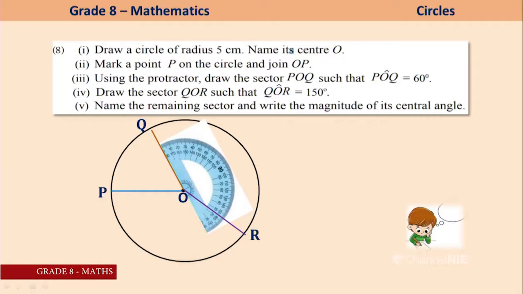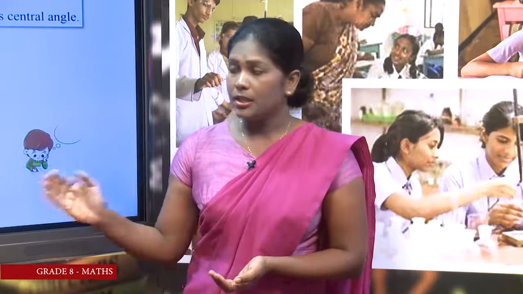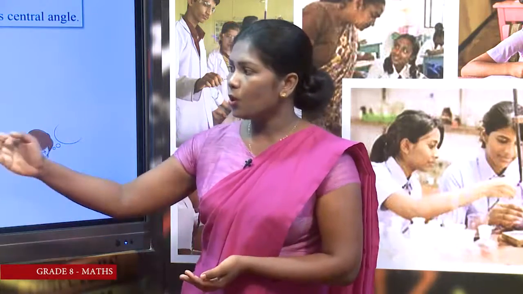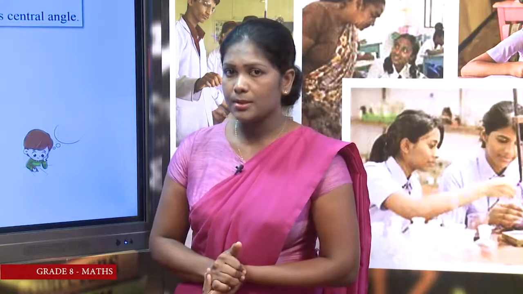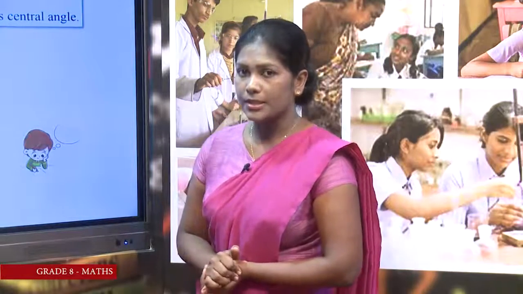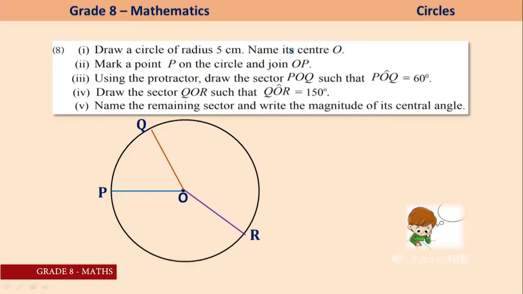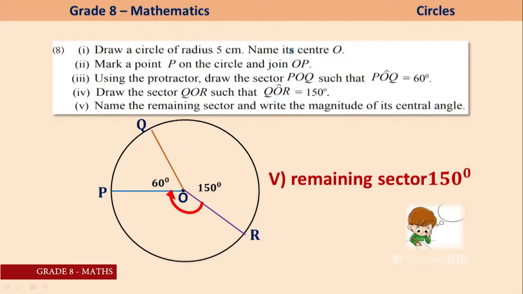Then the fifth question asks you to name the remaining sector and write the magnitude of the central angle. What is the remaining sector? Here, angle POR is the remaining sector. So, what is the magnitude of this angle? Now you know angle POQ is 60 degrees and angle QOR is 150 degrees. So they ask about the central angle of the remaining sector. So, it should be 150. You can measure that central angle using a protractor to obtain it.